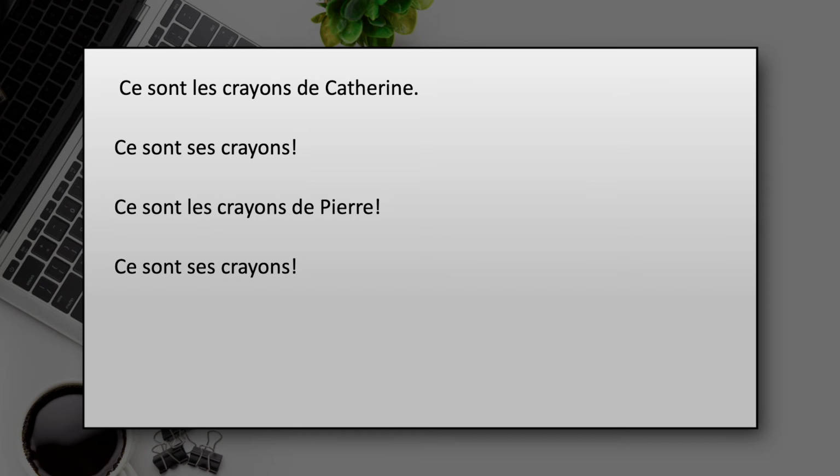So, if you go to the previous example once again, you will see ce sont les crayons de Catherine. Here, when you are saying ses crayons as a possessive adjective, that is completely different from these pencils, ces crayons, which starts with a C in English. So, ses, ses crayons is a possessive adjective, ces is a demonstrative adjective. Just remember this difference.